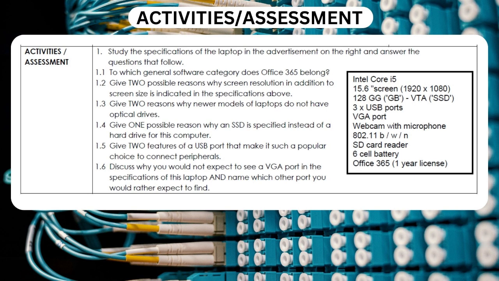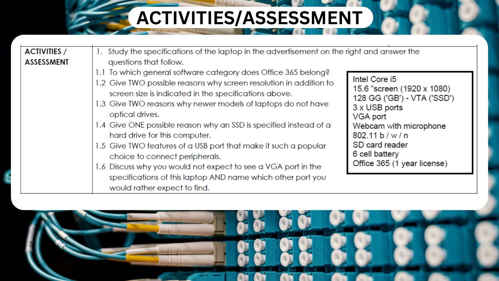Activities/assessment. 1. Study the specifications of the laptop in the advertisement on the right and answer the questions that follow. 1.1 To which general software category does Office 365 belong? 1.2 Give 2 possible reasons why screen resolution in addition to screen size is indicated in the specifications above. 1.3 Give 2 reasons why newer models of laptops do not have optical drives. 1.4 Give 1 possible reason why an SSD is specified instead of a hard drive for this computer.